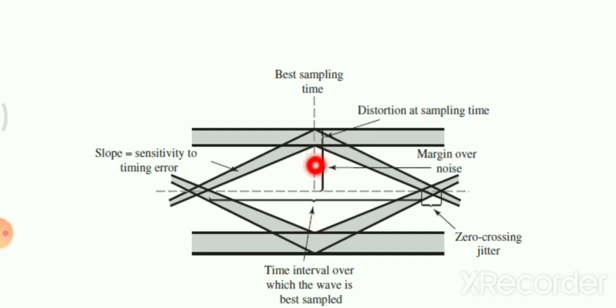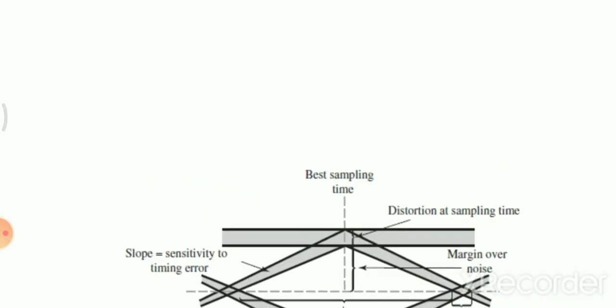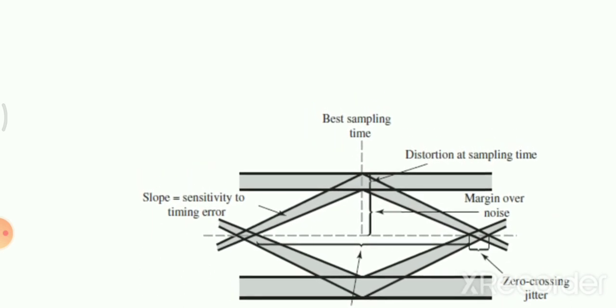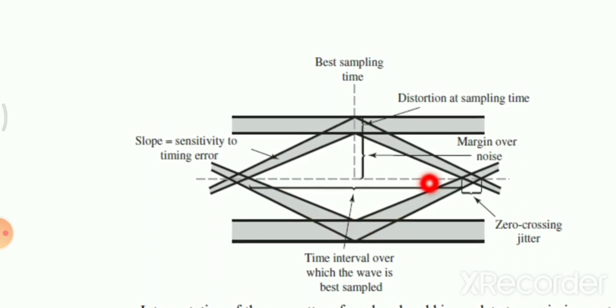We should make sure that when we take a decision, the decision device will decide either in favor of bit 1 or 0. That time should be suitable for sampling, and it is where you have the wide opening of the eye. Then this is the zero crossing. If this is the upper part and this is the lower part, the middle part is called zero opening. Here the signal will be crossing every time, so there is always a zero crossing.